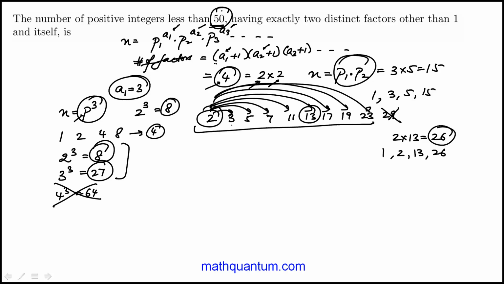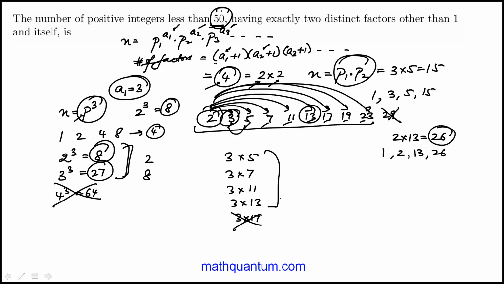So how many do we have? 1, 2, 3, 4, 5, 6, 7, 8. So we have 8 more. So we had 2 here, 8 more. And then we can start with 3 and pair it with 5, 3 with 7, 3 with 11, 3 with 13, and 3 with 17 won't work because that's 51. So we get 4 more.